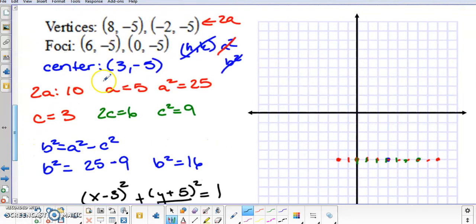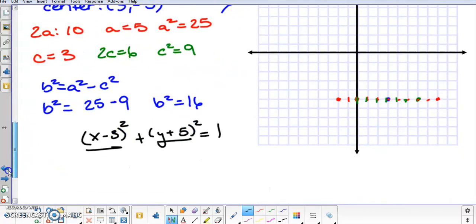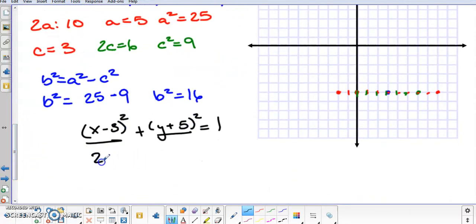We can already see visually right here, because my vertices and foci are on the longest axis, and I'm going from side to side. I'm not going top to bottom, I'm going side to side. So that means that the a is going to go underneath the x. So this is going to be 25, and this is going to be 16.